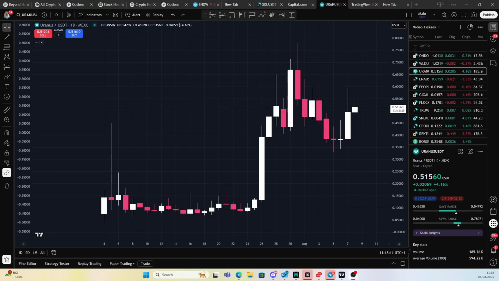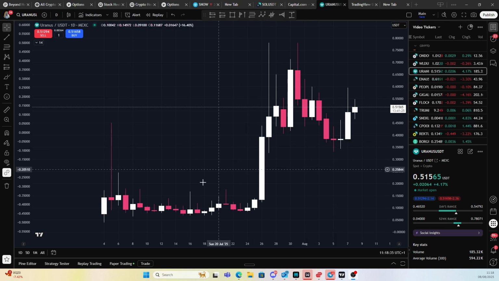So here we have a meme coin. This one is called Uranus. Don't know a huge amount on this, but it's a fairly recent launch. It launched at the start of July, so it's about a month old. Interesting chart. We see this spike here, a really long period of accumulation, then a breakout here.